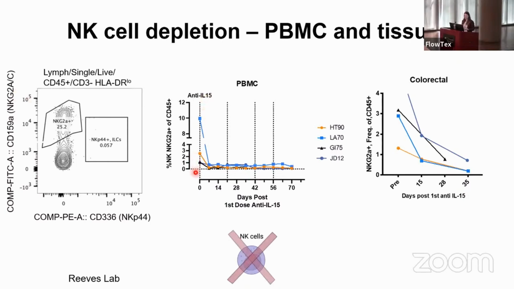We see in the PBMCs that we have a nice depletion that's maintained through this dosing. And in tissue biopsies like colorectal and peripheral lymph node, we have a nice depletion as well. It's not 100%, but I'd say it's a pretty vast depletion, the NK cells.